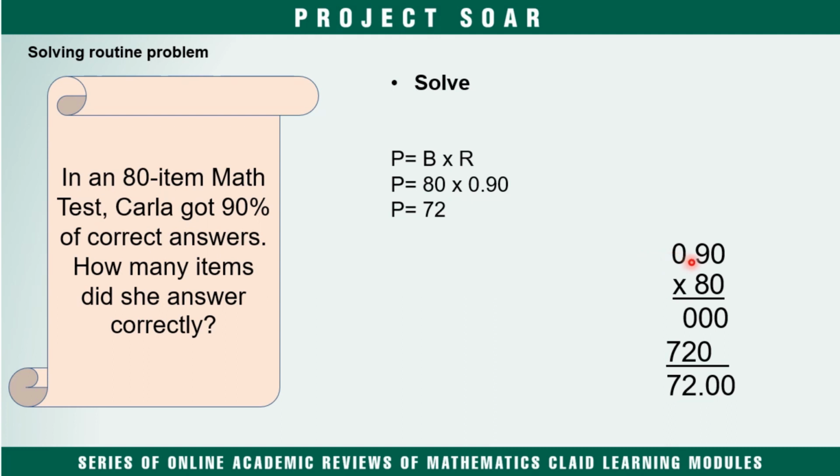Okay, 0.90 times 80. 0 times 0 equals 0, 0 times 9 is 0, 0 times 0 is 0, 8 times 0 is 0, 8 times 9 is 72. Then, we are going to count the number of digits after the decimal in our factor. So how many decimal numbers do we have? Okay, very good. We have 2 decimal numbers. So from right going to the left, move the decimal point 2 decimal places. So our answer is 72.